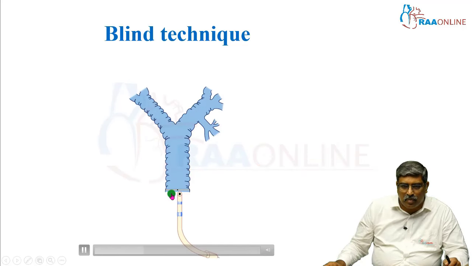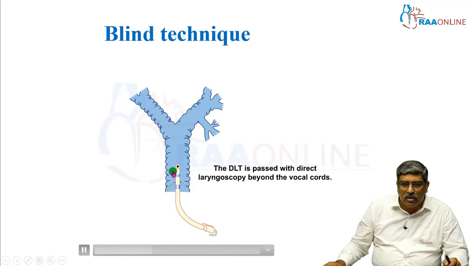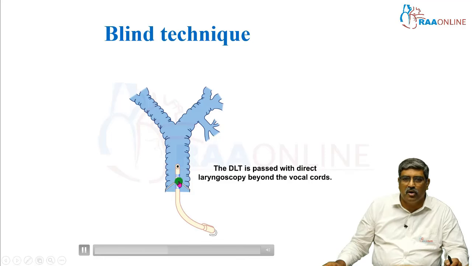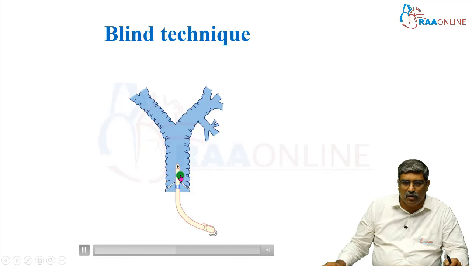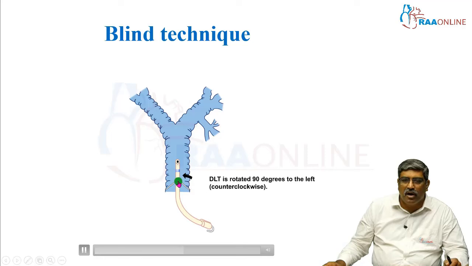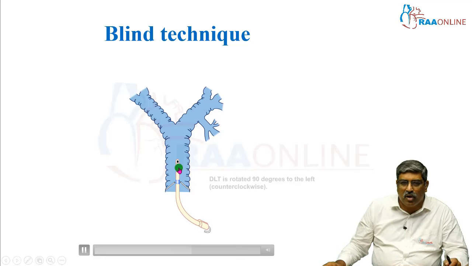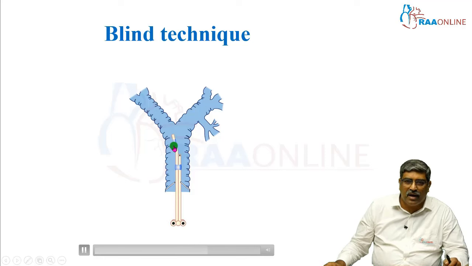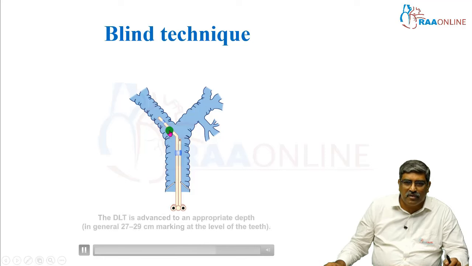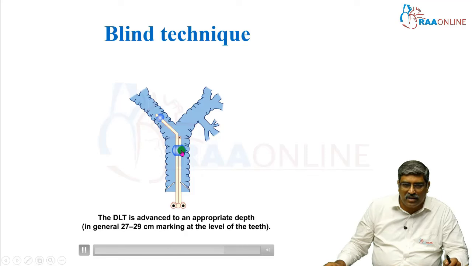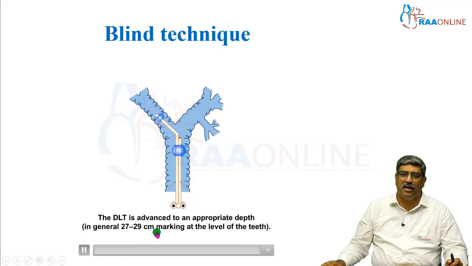Now it is passed beyond the vocal cord. The double lumen tube is passed via laryngoscopy beyond the vocal cord. Here you can see the two cuffs, the bronchial cuff and the tracheal cuff. As it passes beyond the vocal cord, you have to rotate 90 degrees counterclockwise, and here you can see the left bronchus, and this is the tracheal cuff and this is the bronchial cuff, and this is approximately at a distance of 27 to 29 centimeter from the level of the teeth.